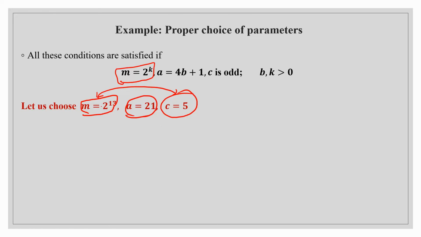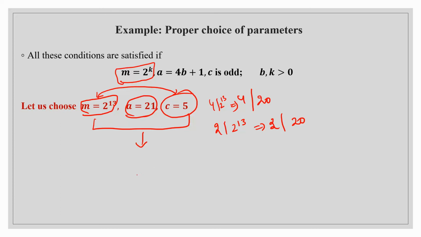Then 4 divides m implies 4 also divides a minus 1, that is, 4 divides 20, and 4 also divides 2 to the power 13. Also 2 divides 2 to the power 13 implies 2 divides a minus 1, that is 20. You will find that all the three conditions are satisfied for this setting, and this setting will have the full period length for any choice of x0. That means you can choose any seed value, and it will have a full period cycle length.